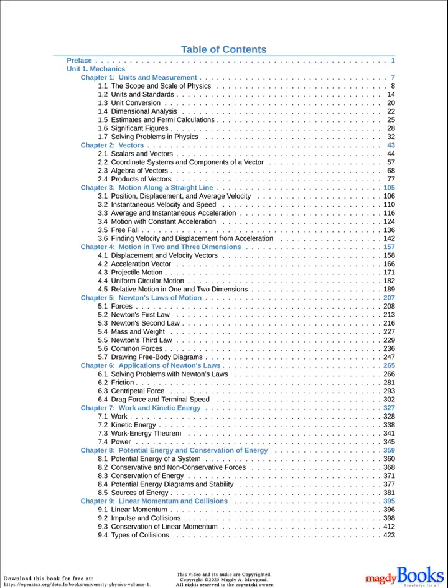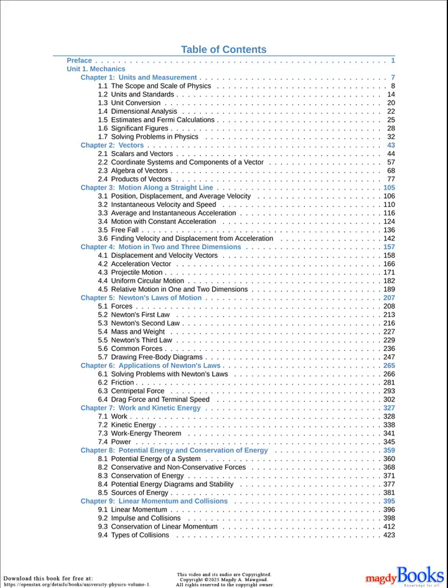Chapter 4. Motion in 2 and 3 dimensions. 4.1. Displacement and velocity vectors. 4.2. Acceleration vector. 4.3. Projectile motion. 4.4. Uniform circular motion. 4.5. Relative motion in 1 and 2 dimensions.